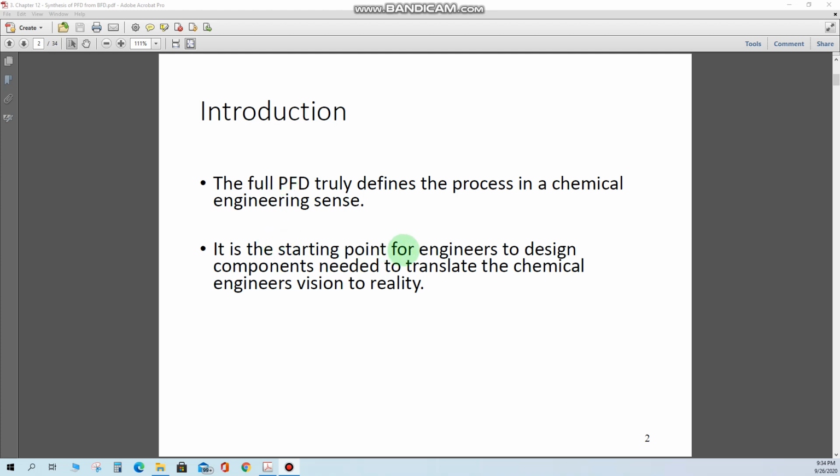It is a starting point for the engineers to design the components needed to translate the chemical engineer's vision to reality. So in the process flow diagram, or when you are engineering any process, what is the main aim? To transform some raw materials into the products, and this is where the chemical engineering vision lies: that you can think about some product and you can get that product from a group of feedstocks.